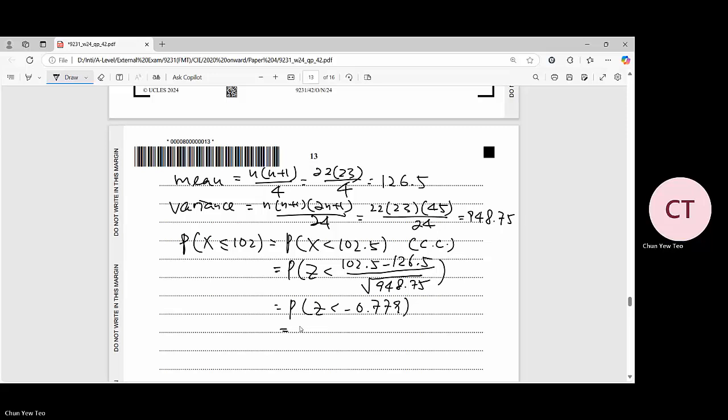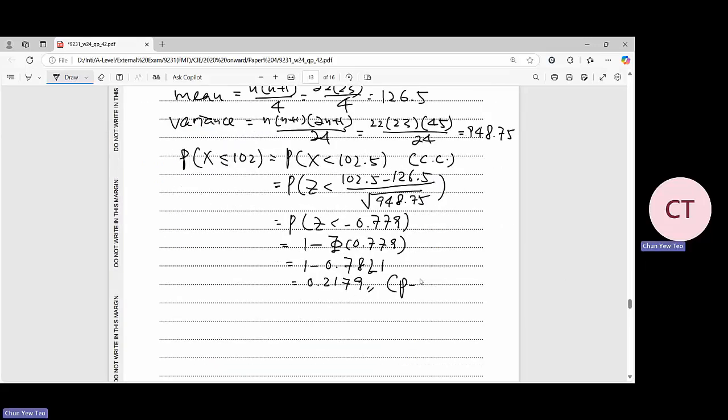This will be 1 minus phi of 0.779, which is the same as 1 minus 0.7821. So your answer will be 0.2179. Okay, so this is your p-value. Your p-value 0.2179 is actually greater than your alpha, which is 0.05. That means the p-value is greater than alpha. So for this case, you just need to say do not reject H0.